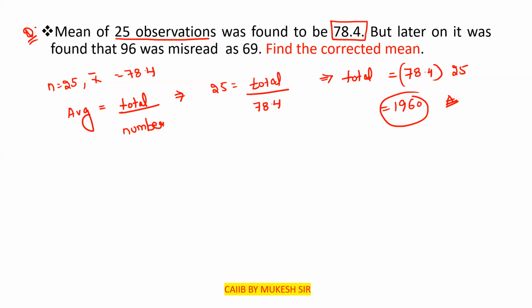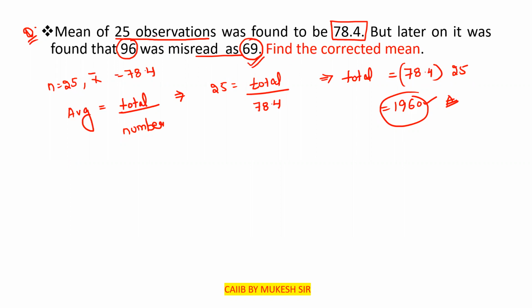Now, further, what they want to say in the question: later on it was observed that the actual number was 96, but it was misread as 69 in the total. The actual number which we have to add here is 96, but by mistake we added it as 69 while calculating speedily. Clear? We added it as 69.